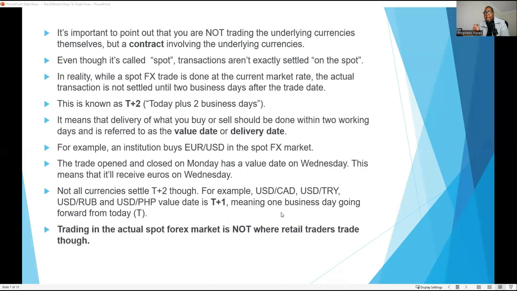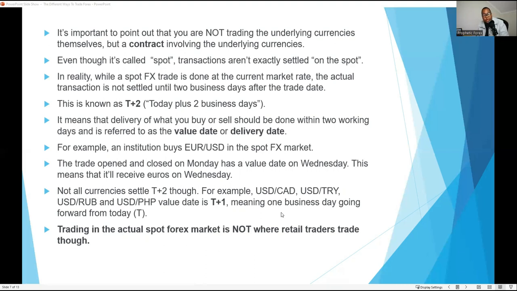For example, as you trade on your MetaTrader, it will show dates, and you'll notice that sometimes the dates are not actually the day that you executed, or the time is not actually the day when you closed or opened the trade, if you get me. For an example, an institution buys EURUSD in the spot FX market. The trade is opened and closed on a Monday and has the value date on Wednesday. This means that you'll receive euros on Wednesday.